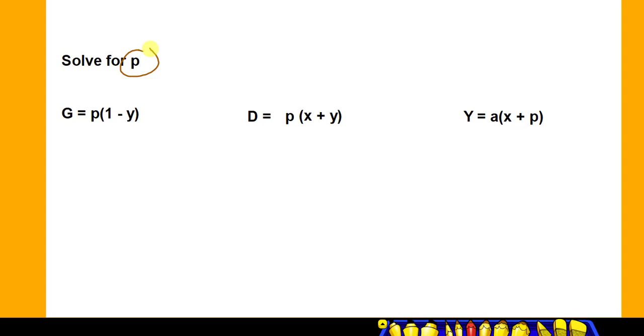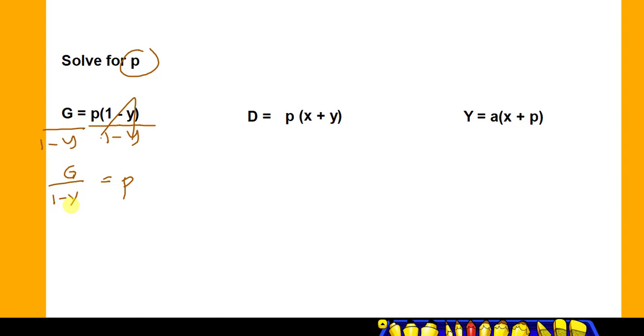Okay, so I don't need my 1 minus y here, so I need to remove that. Now the question is, what is the operation between the p and 1 minus y? We said it is a multiplication. So to undo 1 minus y, I have to divide. The 1 minus y will cancel out, so your p is just equal to g over 1 minus y. Okay, so that's the first example.